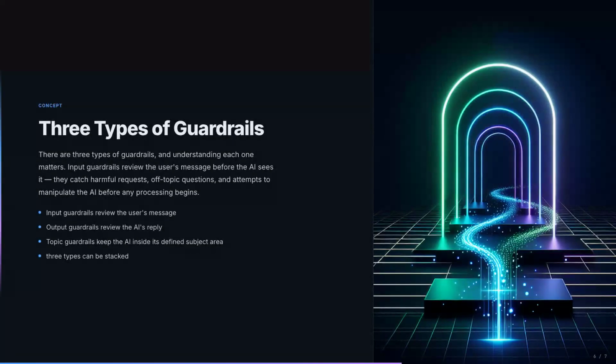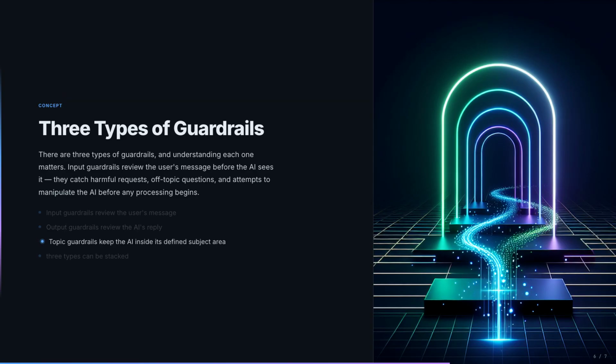There are three types of guardrails, and understanding each one matters. Input guardrails review the user's message before the AI sees it. They catch harmful requests, off topic questions, and attempts to manipulate the AI before any processing begins. Output guardrails review the AI's reply before the user reads it. They catch anything the model produced that should not be delivered, even if the input looked fine.